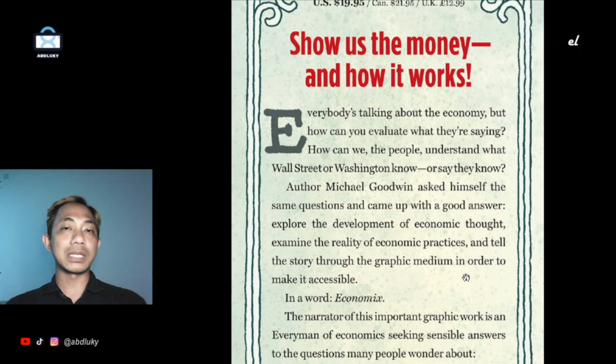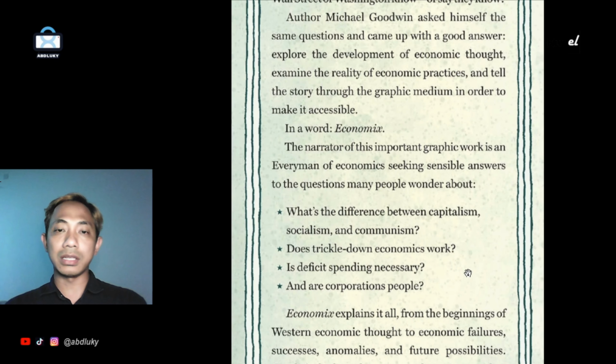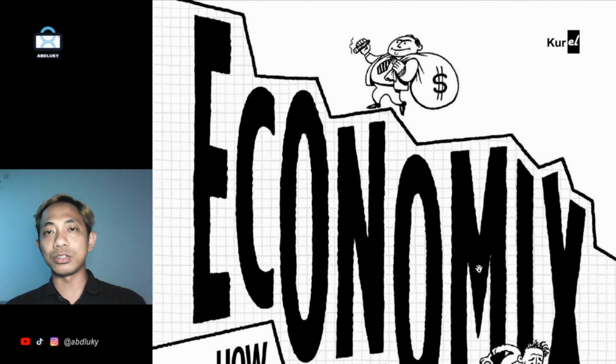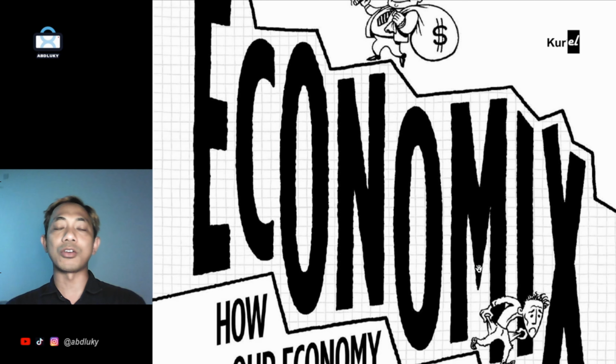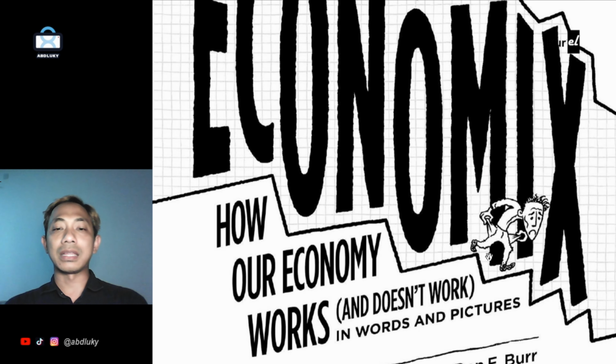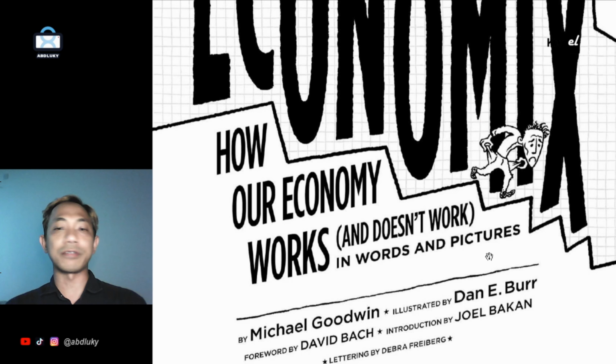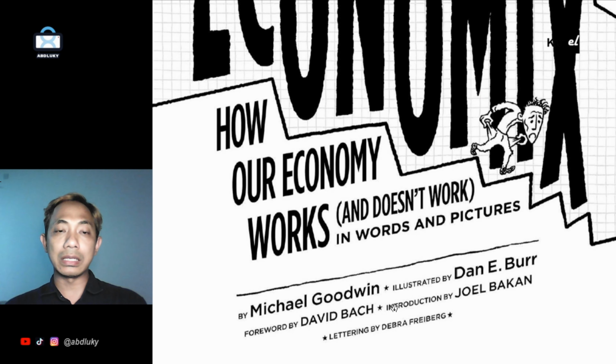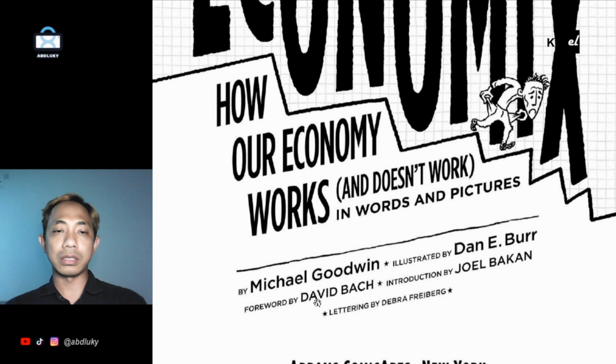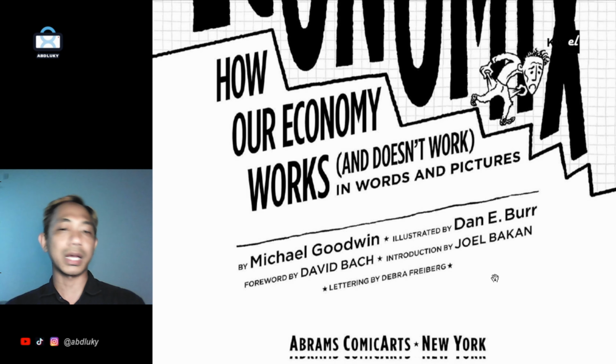Basically here there are words and there are also pictures. That's why I call it a comic book, but they say it is a novel in graphic form. It is written by Michael Goodwin and illustrated by Burr. There is some foreword by David Bach and also an introduction by Joel Bakan.